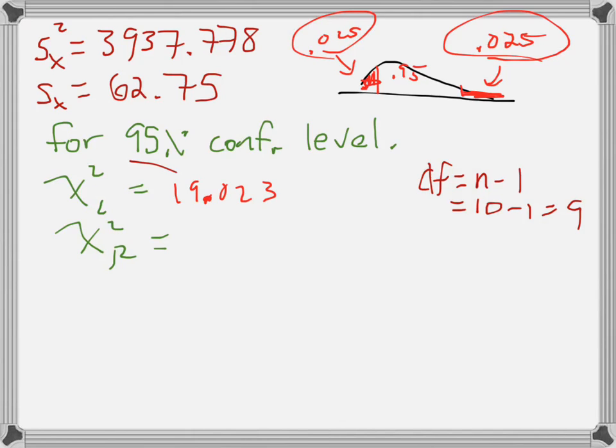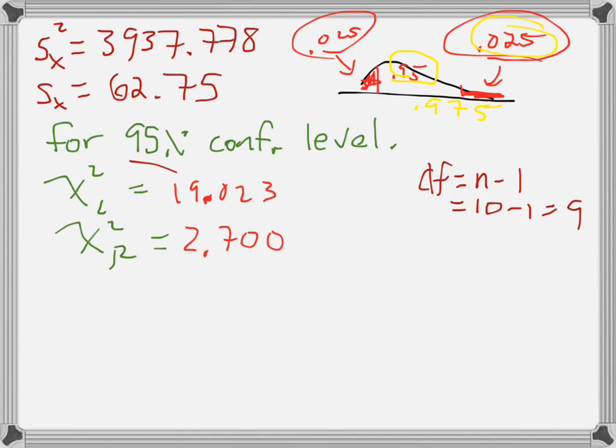And now, how do I find the chi-squared value on the right? Well, again, this is going to be a little tricky, but how much area is to the right of there? Well, it's not only this 95%, but it's also this 2.5%. So total, that's going to make 97.5%. And I look under that number, and I got 2.700. Alright, now I got just about everything I need for my confidence interval.